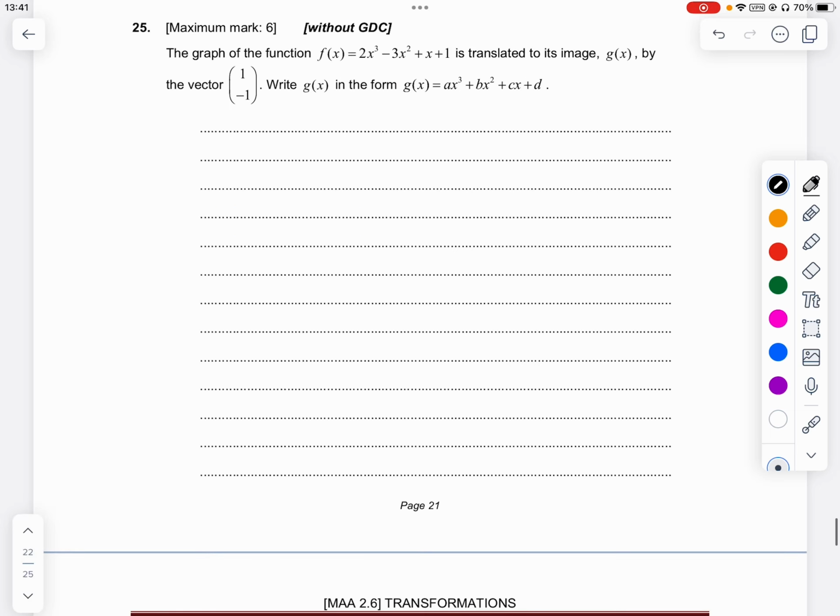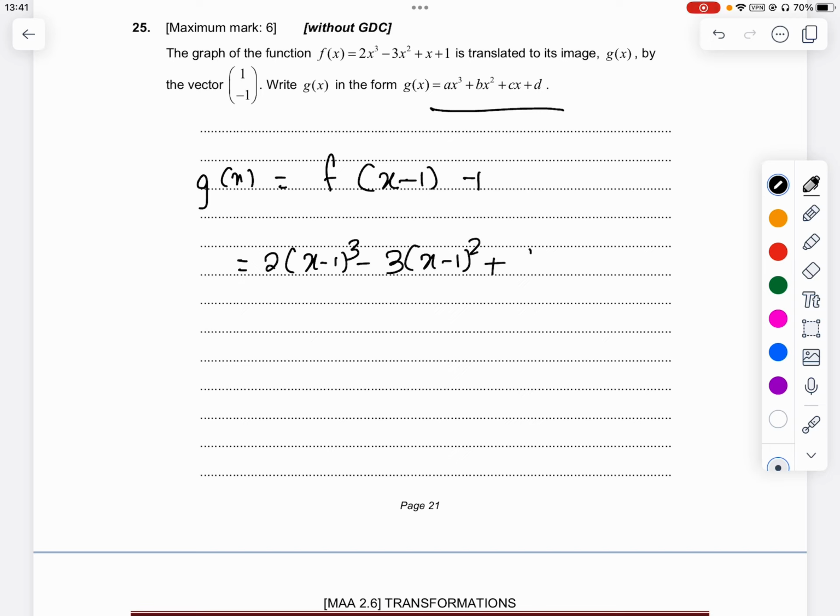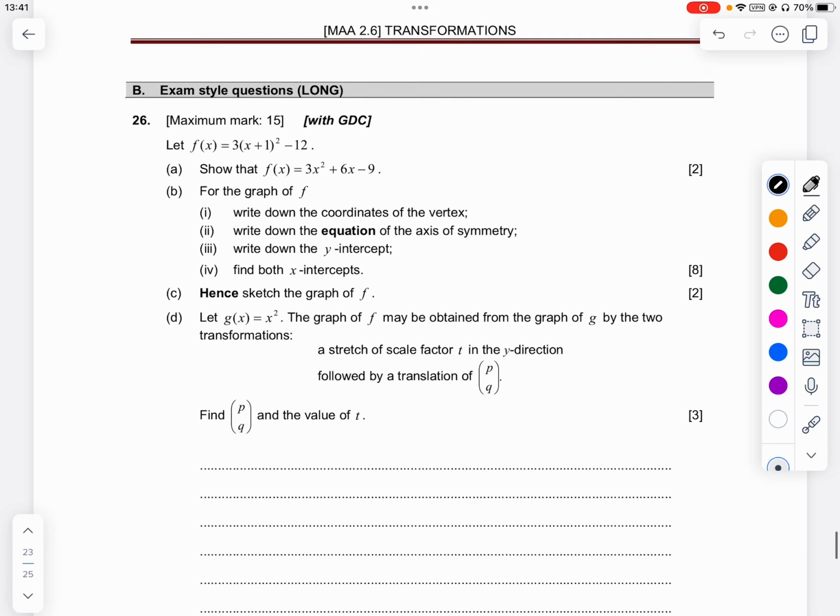Question number 25. The graph of the function f of x is translated to its image g of x by this vector 1 comma minus 1. Write this equation. So g of x is basically nothing but what? F of x minus 1 minus 1. So 2 times of (x minus 1) whole cube minus 3 times of (x minus 1) whole square plus x minus 1 plus 1 minus 1. So simplify that. Directly I am writing it out. 2x cube minus 9x square plus 13x minus 6.